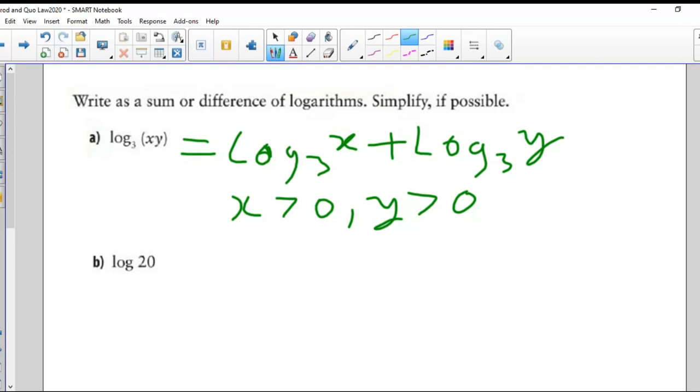Give me what the log of 20 is now as a sum or difference. What is the log of 20? There's more than one way to do that, by the way. There's absolutely more than one way of doing that. Can you tell me what that might be? Okay, come on, folks. Give me one possible way of writing that. The log of 20, what is that equal to?